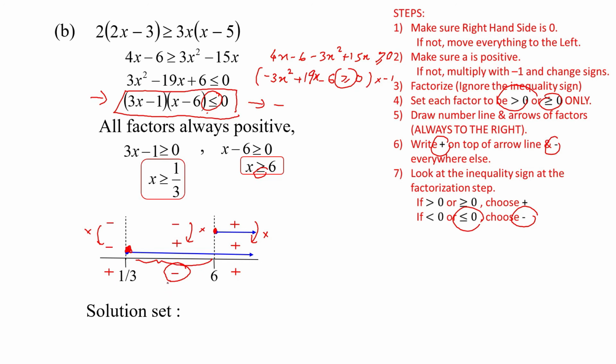How to write answer? Since the answer is between here, write x first, which means the answer is between 1/3 and 6. Just write your signs less than and less than here, but since there's this dense circle or there's an equal sign there, just write equal. Your solution set is just like that. Write your curly brackets, and in interval form it looks like this.